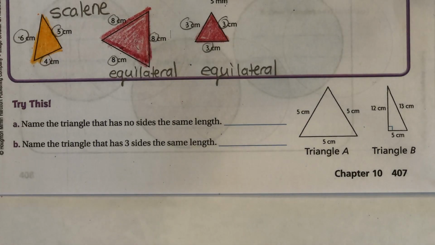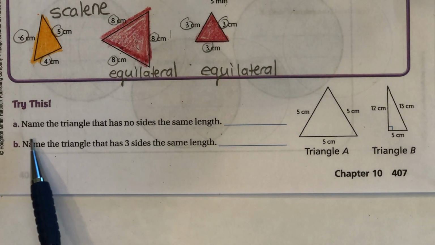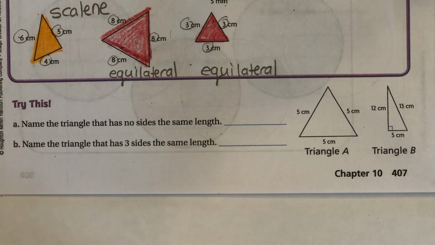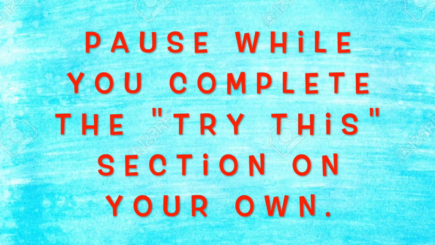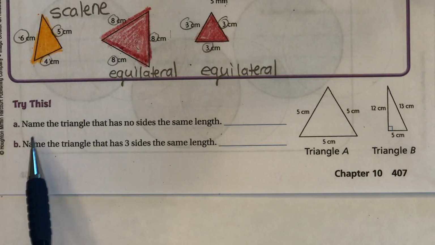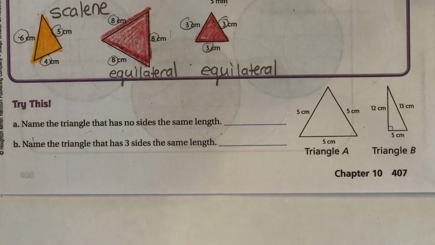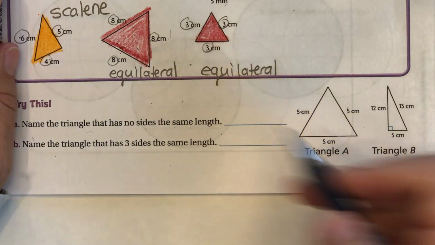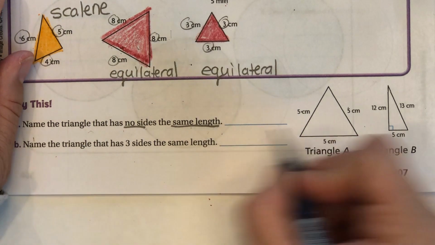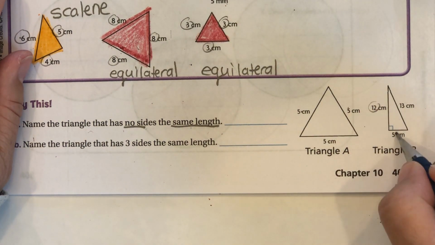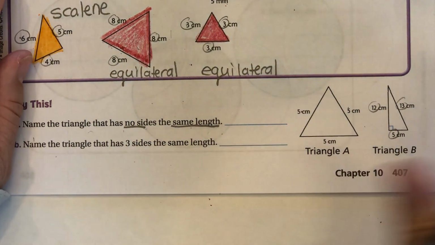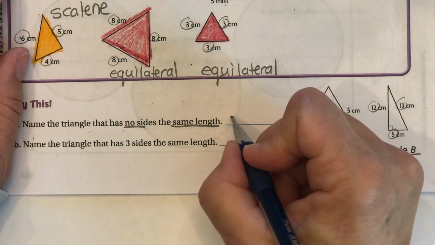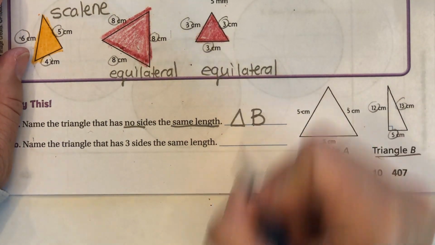Try this. You can go ahead and try from what you learned yesterday and today. Do the try this section on your own. Name the triangle that has no sides the same length. Well, 5, 5, 5 does not match no sides the same length, so it must be 12, 13, 5. No number matches, so I'm going to call this triangle B.